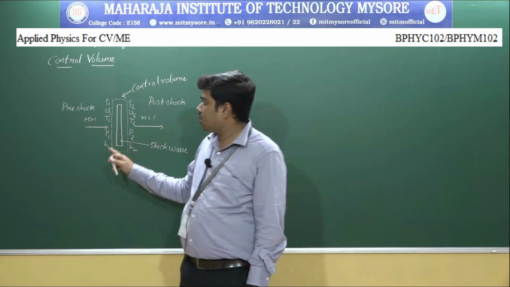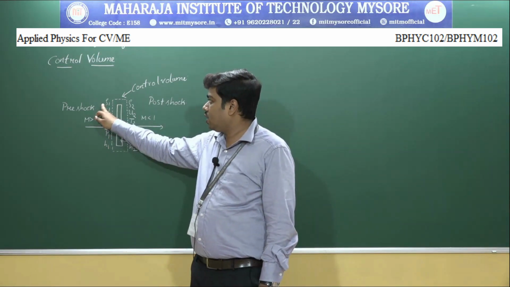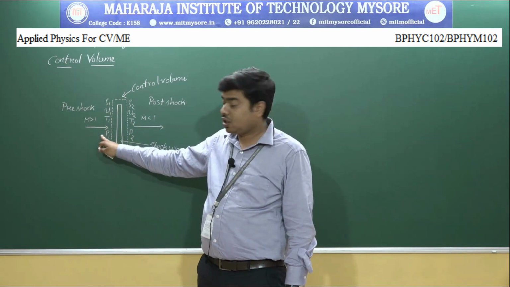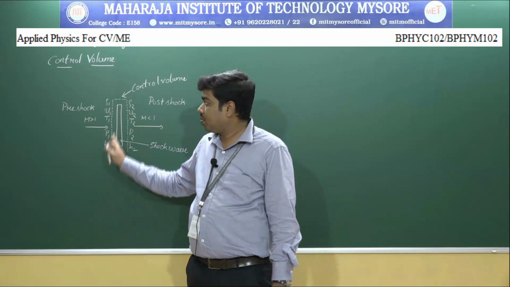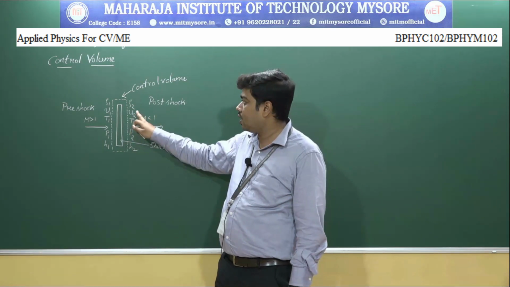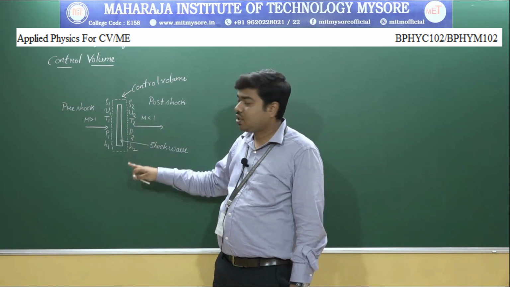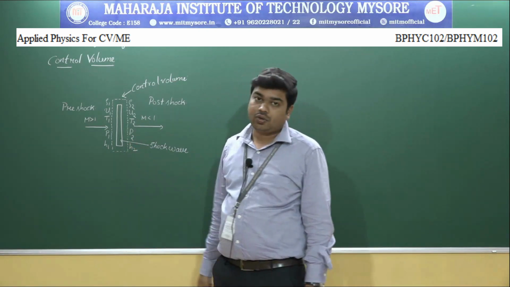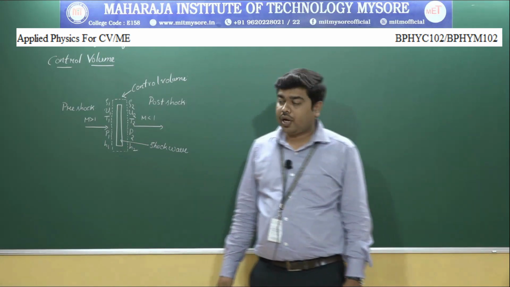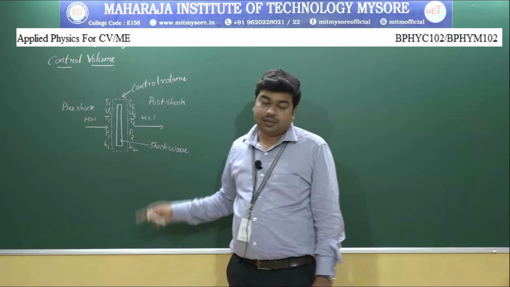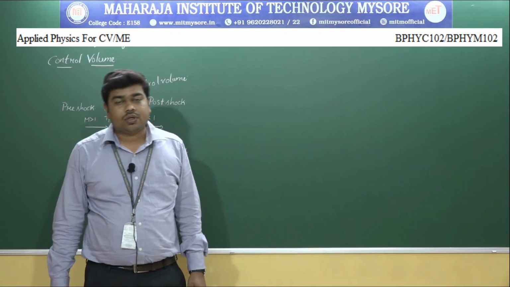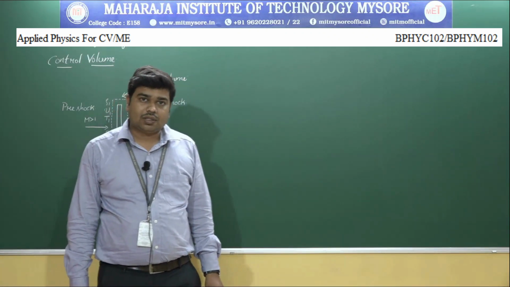Now in the pre-shock side, let ρ1 be the density, u1 the flow velocity, t1 the temperature, p1 the pressure and h1 the enthalpy. And in the post-shock side, ρ2 is the density, u2 is the flow velocity, t2 is the temperature, p2 is the pressure, and h2 is the enthalpy of the medium in which the shock wave or shock front is propagating. Using these parameters, one can develop certain equations based on the laws of conservation of mass, energy as well as momentum.